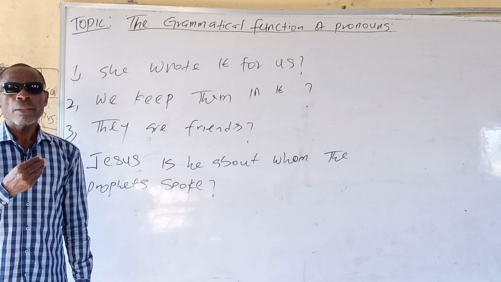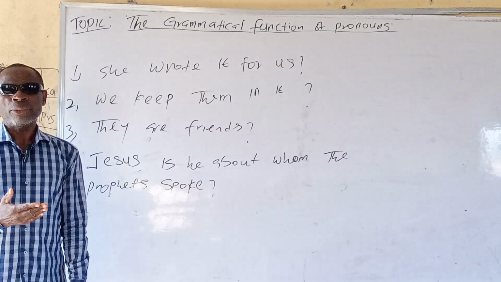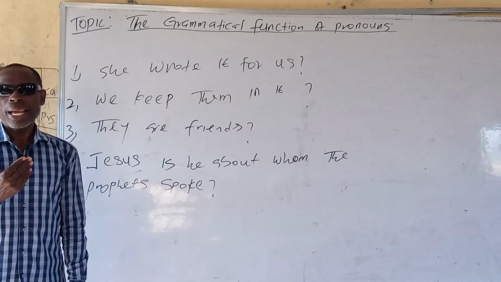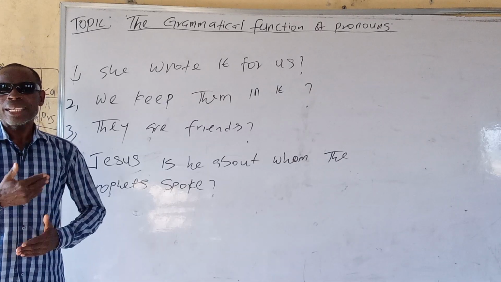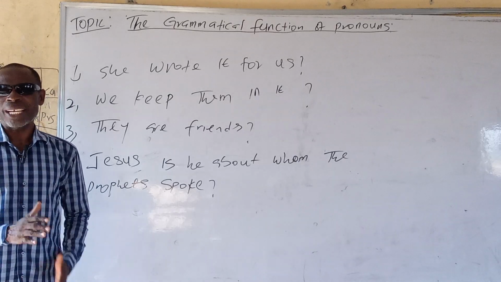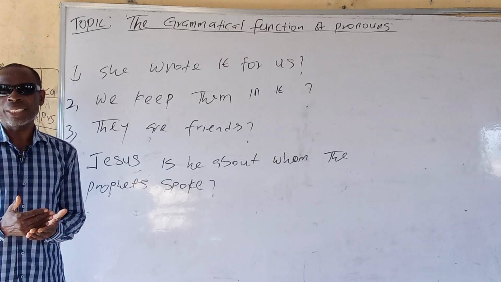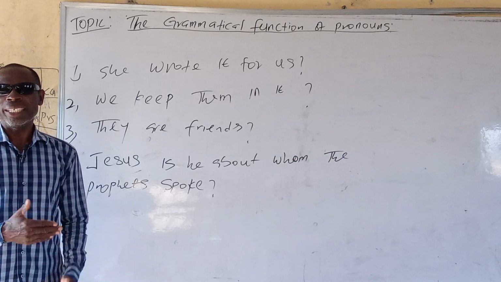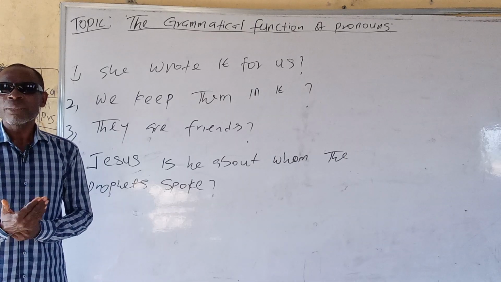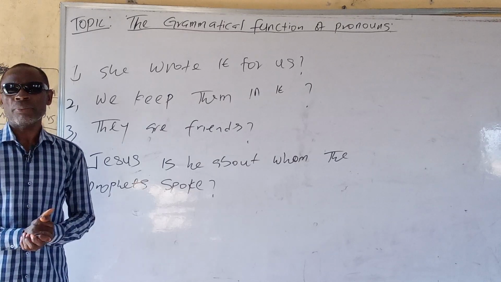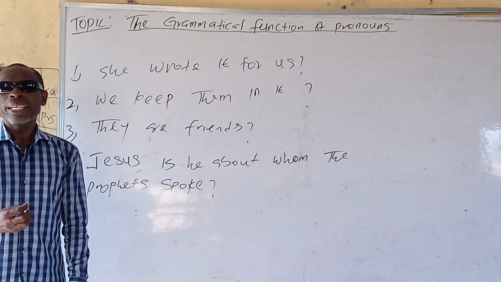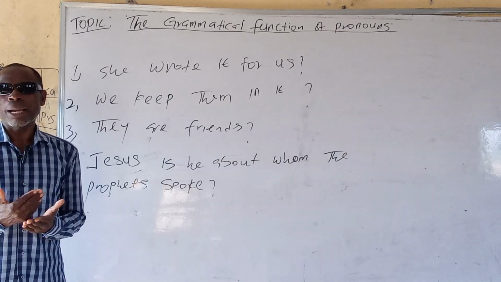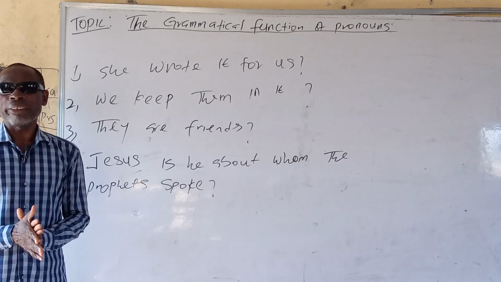Sentence 2, we keep them in it. An action is performed in this sentence. And what is that action? Keep. Some persons or things are affected by this action. What are those persons or things? We don't know them because a pronoun, them, is used in the place of the names. So, them is the object of the verb keep. In that case, them is a personal pronoun. That is its grammatical name. And its grammatical function in this sentence is object of the verb keep.